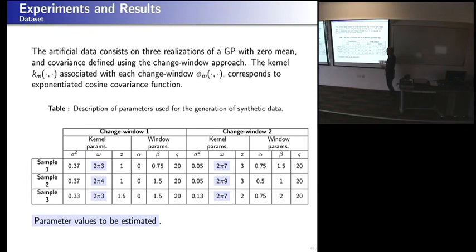Because we only need to find two parameters for each sample, we can draw the marginal likelihood, because it's going to be a function of only two variables. So we can see how the optimization process goes.